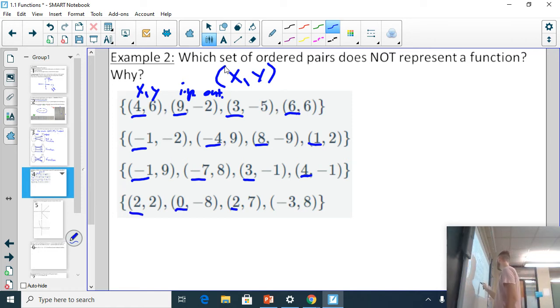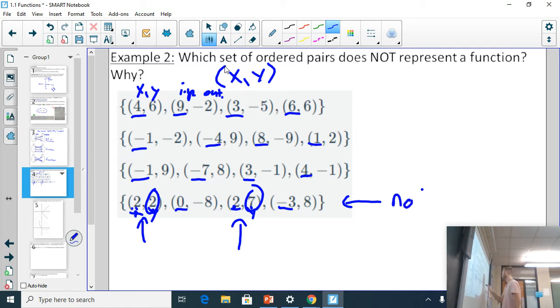2, 0, 2, -3. Ooh, here's a discrepancy, right? We have two of the same input, but this one is getting sent to the output 2, and this one is getting sent to our Y output of 7, right? So here's an input paired with an output 2, and the same input paired with an output 7. So same input, different outputs. So this is the one that is not a function.